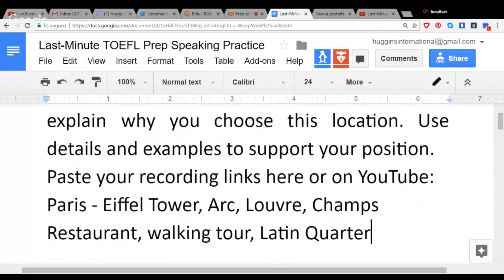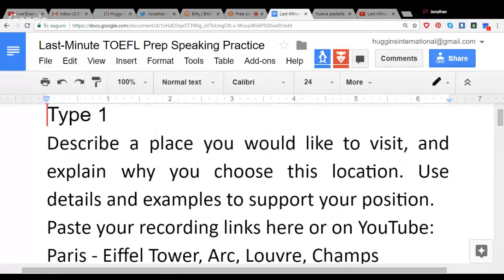So here once again is this: describe a place you would like to visit, explain why you choose this location, use details and examples to support your position. I'm going to go find another device, a tablet, where I can put a timer, and that will give us a better view of what 45 seconds feels like and what the 15 seconds feels like. Just 1 second.